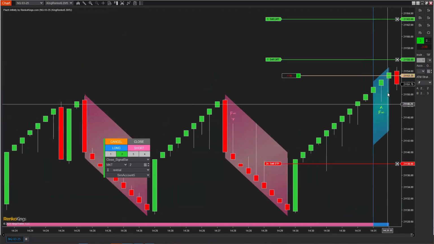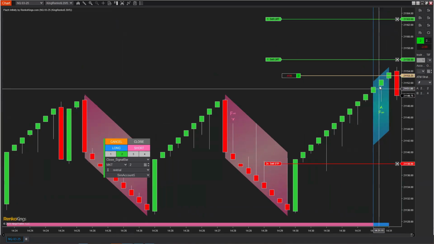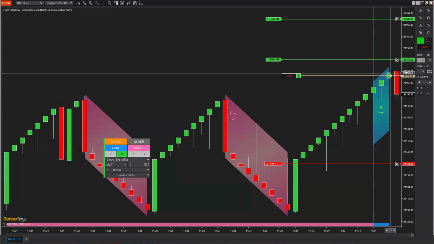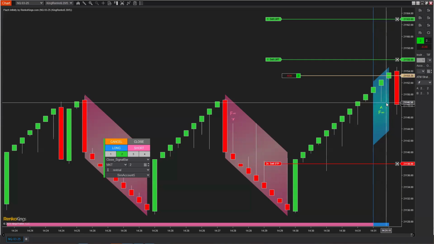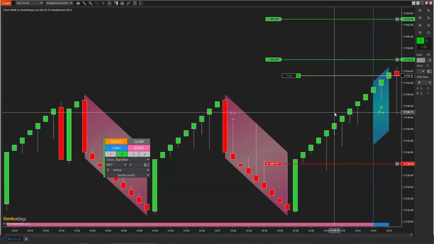Okay, so now that was quick. So now there was a bullish trend. This bar pulled back very quickly and closed up. And so a long trade was taken. Let's see.